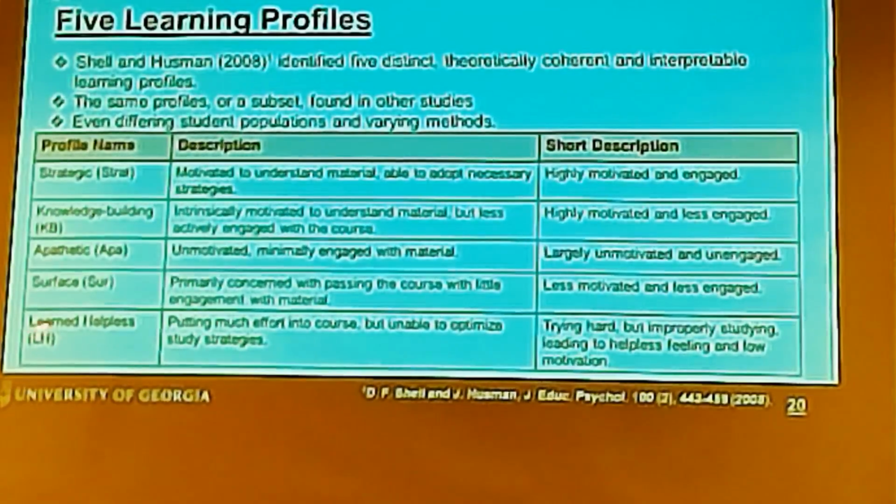Then lastly is a learned helpless student. What this name comes from is that idea that a person thinks they can't do something, so therefore they can't do it. They've learned to be helpless. They can't do this thing. So it's kind of that idea that a student is trying really hard and they're putting in a lot of effort, but they're not using the best metacognitive techniques to do so.